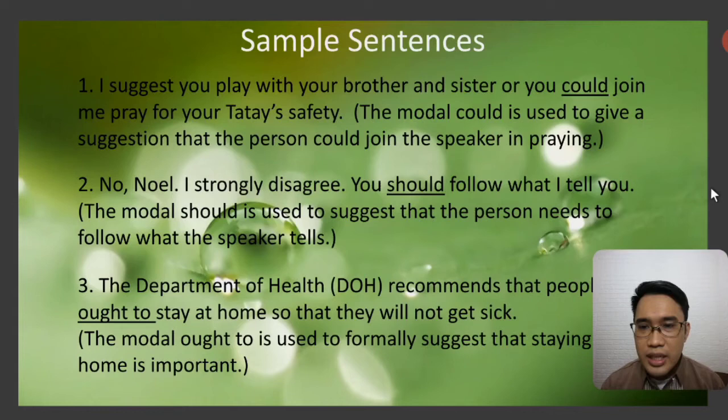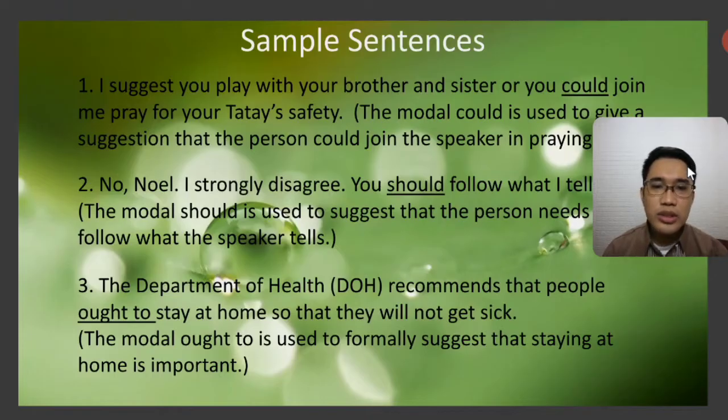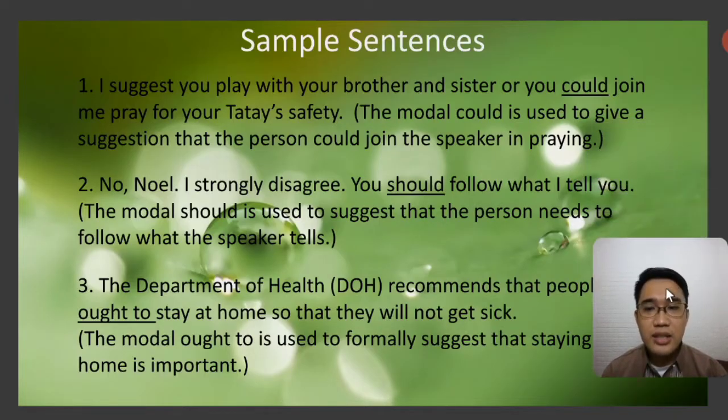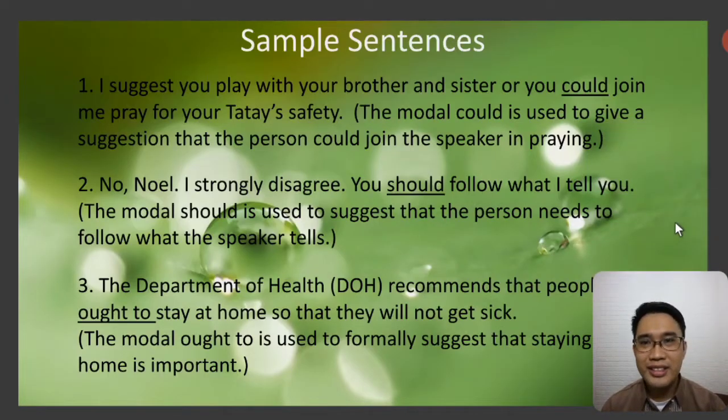Number 3. The Department of Health recommends that people ought to stay at home so that they will not get sick. Ought to is another modal verb used to formally suggest that staying at home is important. So modal verbs could, should, ought to are modal verbs that you can use to express your suggestions and recommendations.